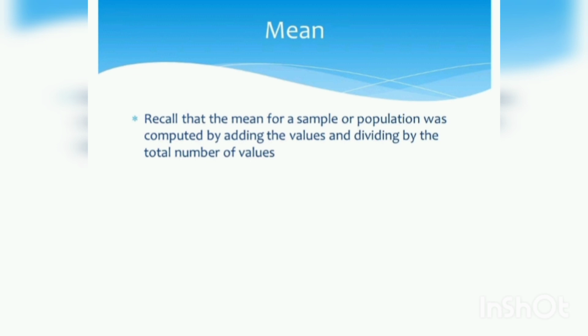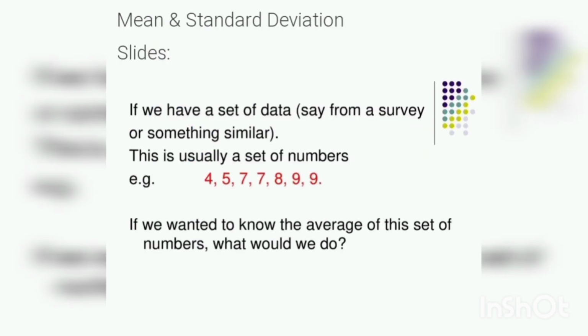Let us consider one example. When rolling a die, what are the outcomes? They are 1, 2, 3, 4, 5 and 6. Add the numbers and divide by the total number.